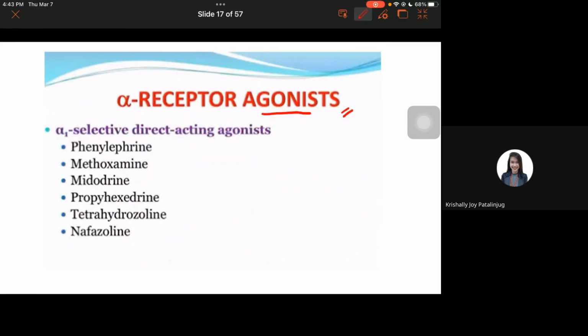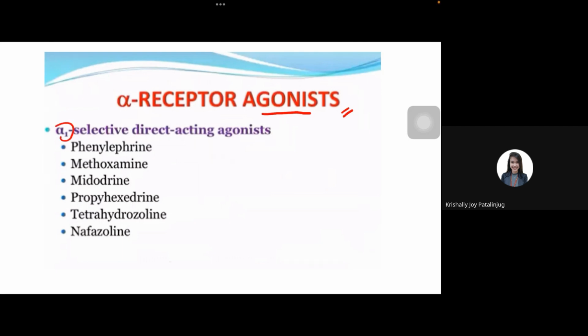Okay, sige, let's have the selective alpha receptor agonists. What are the examples, by name? Alpha 1 selective direct acting agonists specifically are the following. We have phenylephrine, methoxamine, midodrine, propylhexedrine, tetrahydrozoline, naphazoline. Again, kung alpha 1 selective sila, they activate alpha 1 receptor.